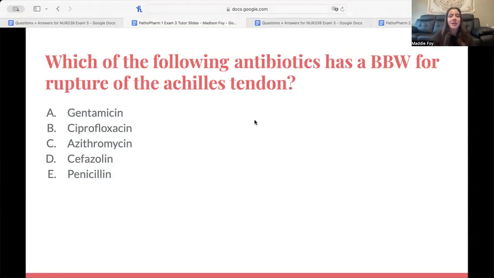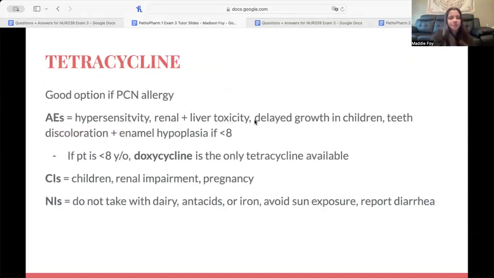Which of the following antibiotics has a black box warning for rupture of the Achilles tendon? Yep, you guys all got that one as well. That's going to be your Cipro.